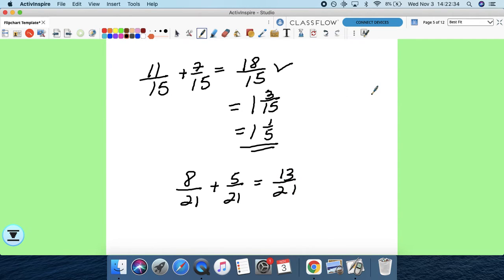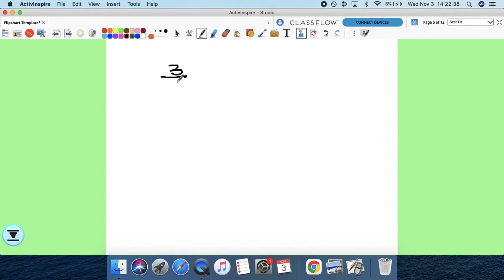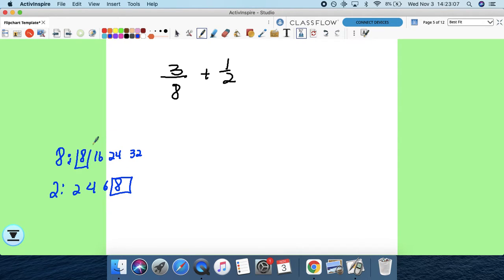Number 11 is 3/8 plus a half. So we have to change them to new equivalent fractions. Sorry, you have to change it so they have the same denominator. So 3 over 8. Let's focus on the 8 and the 2. If you do the multiples of 8, you get 8, 16, 24, 32, etc. And 2, you get 2, 4, 6, 8. Oops, we can stop here, right? Because here is our common denominator.